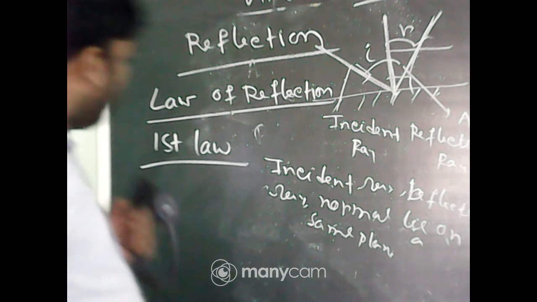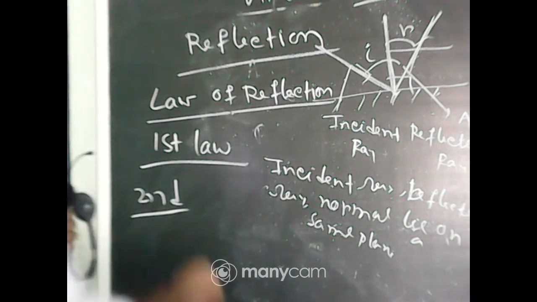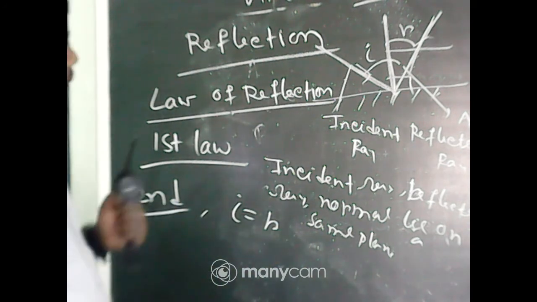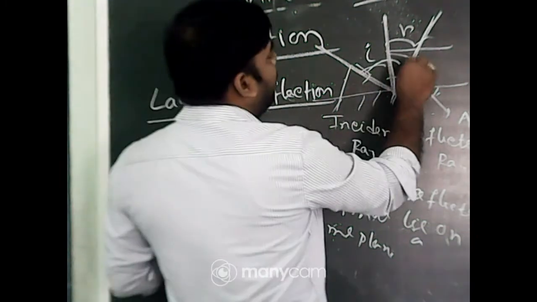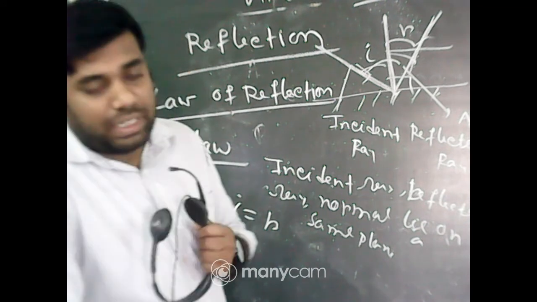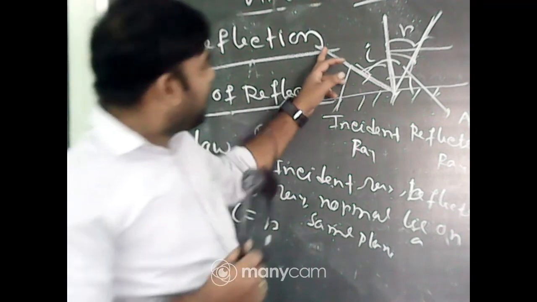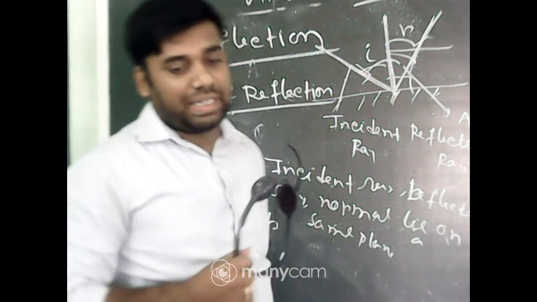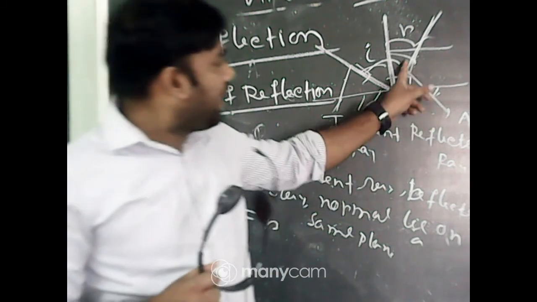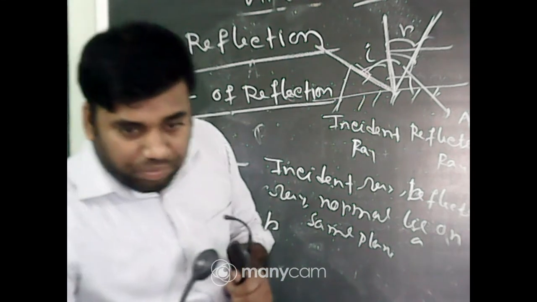And what will be the second law? The second law is very important as well as very easy. That is I equal to R. It means angle of incidence equals angle of reflection. It means if I equals 30 degrees, R will also be 30 degrees. And what is the incident angle? The angle between the normal and the incident ray. This angle is called the angle of incidence, and this angle is called the angle of reflection. The law says these two are equal.